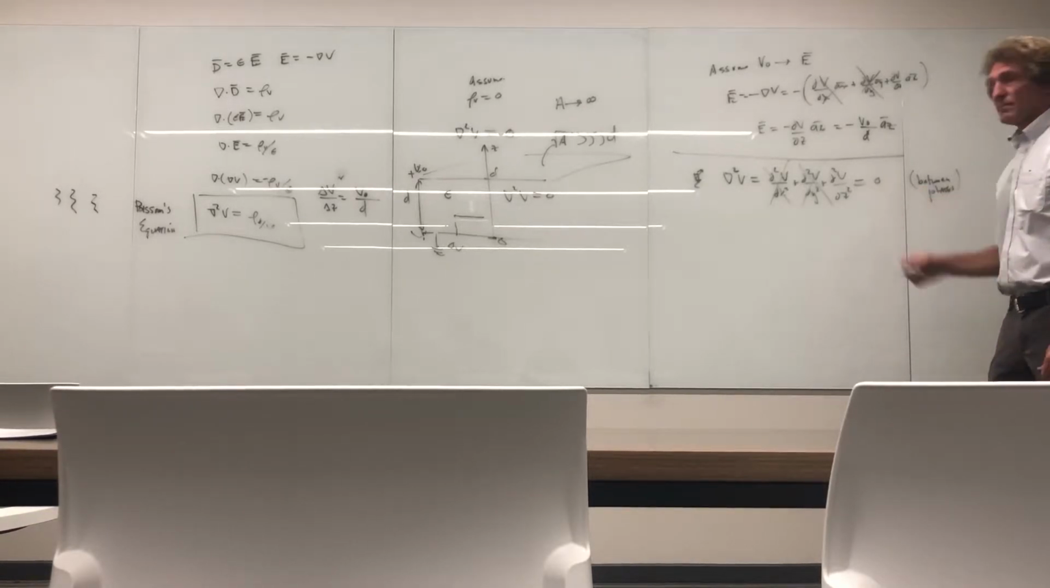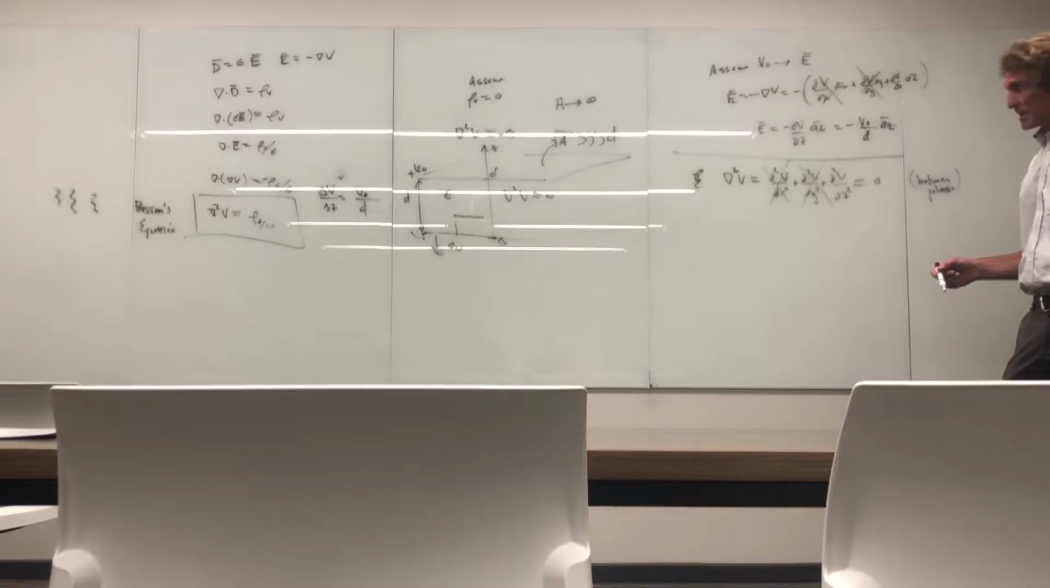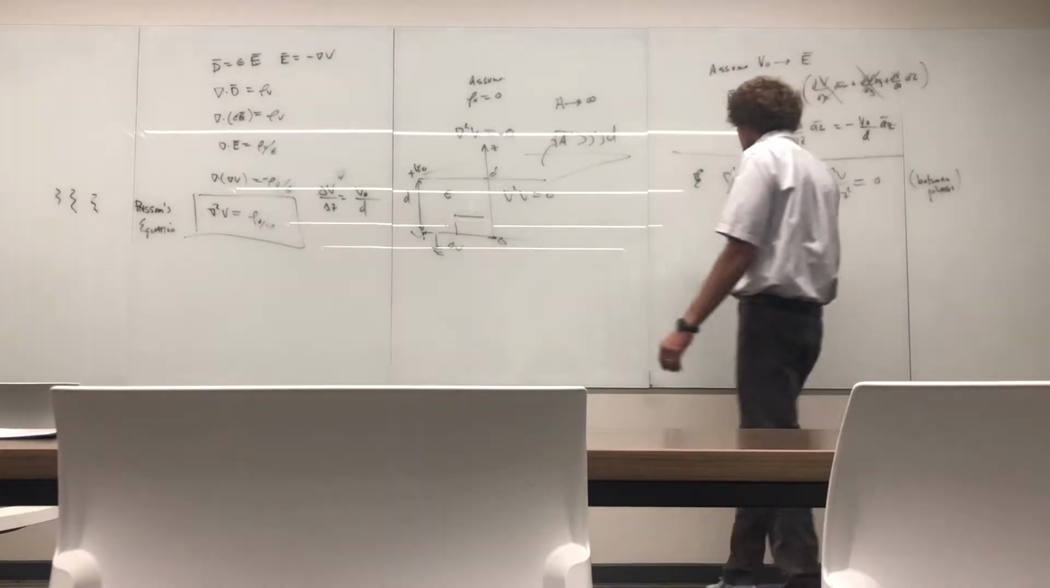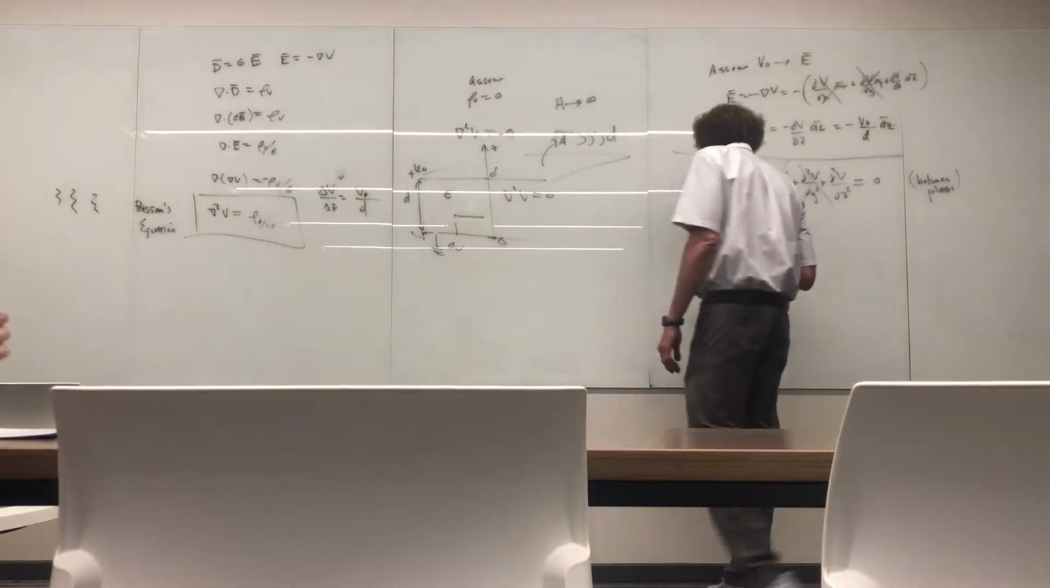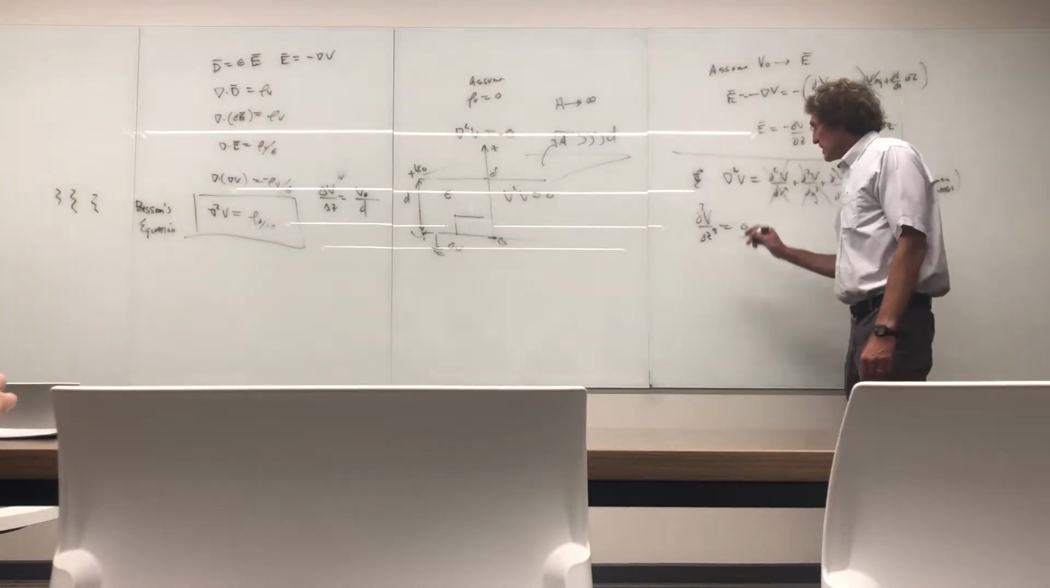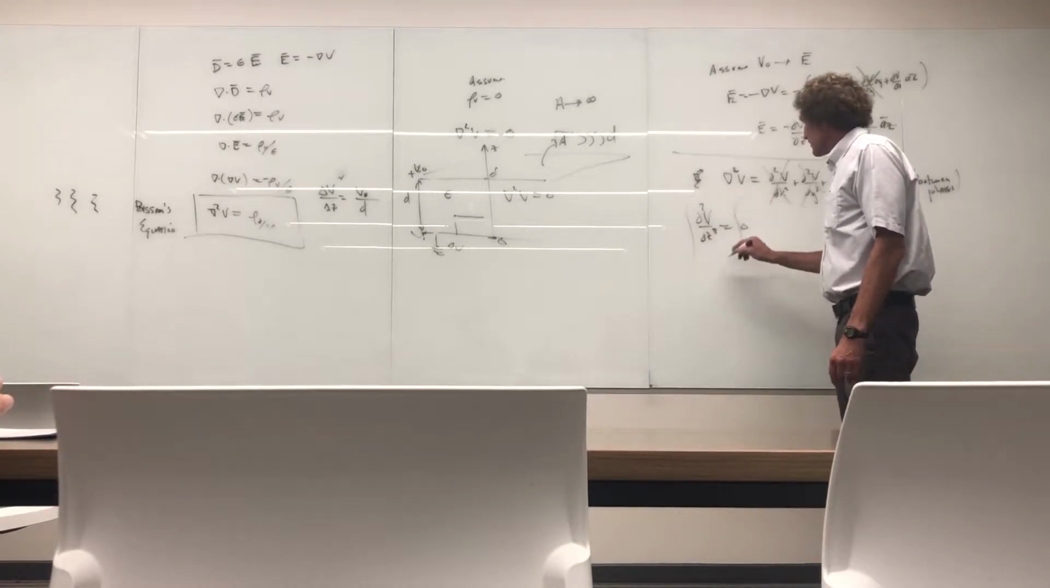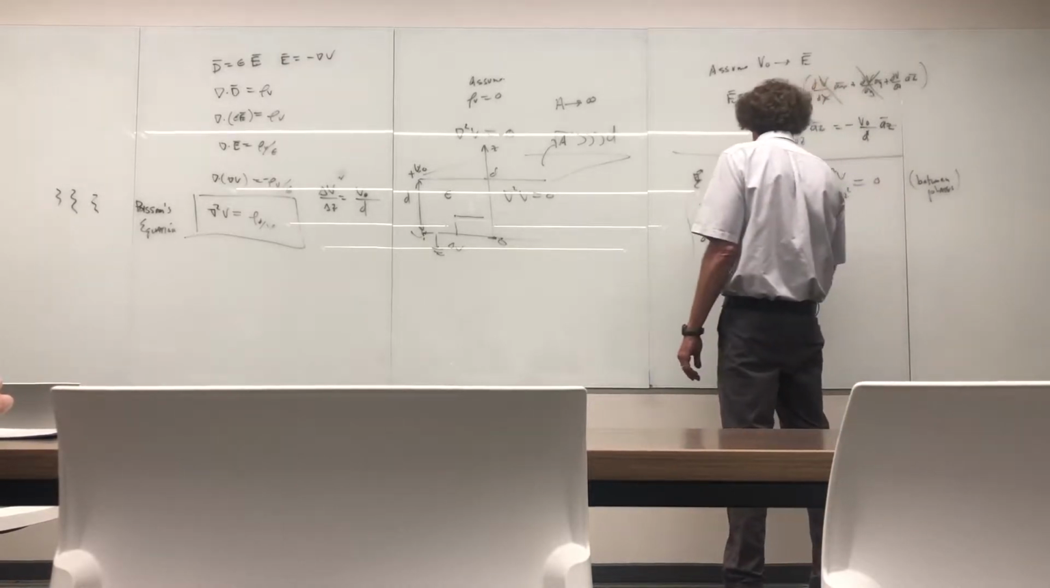Only dV dz matters, right? The rate of change with respect to z. Now I go down and I solve this: the second derivative of V with respect to z squared equals 0. I think you remember how to do this. We integrate both sides with respect to dz.